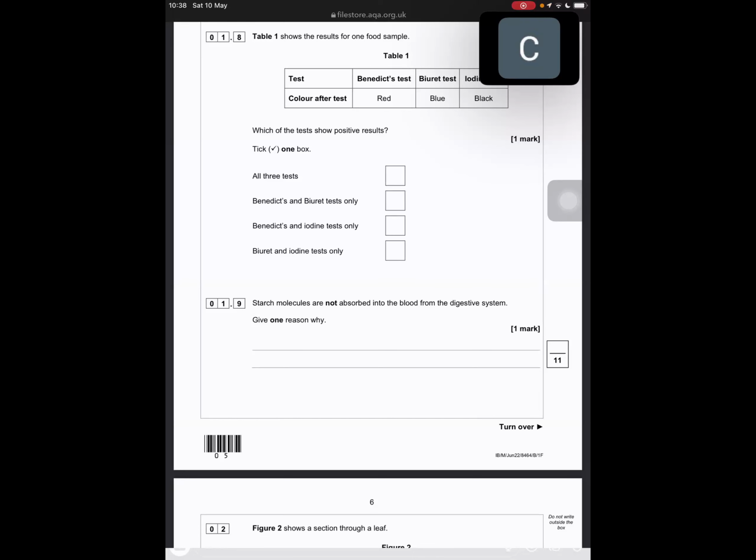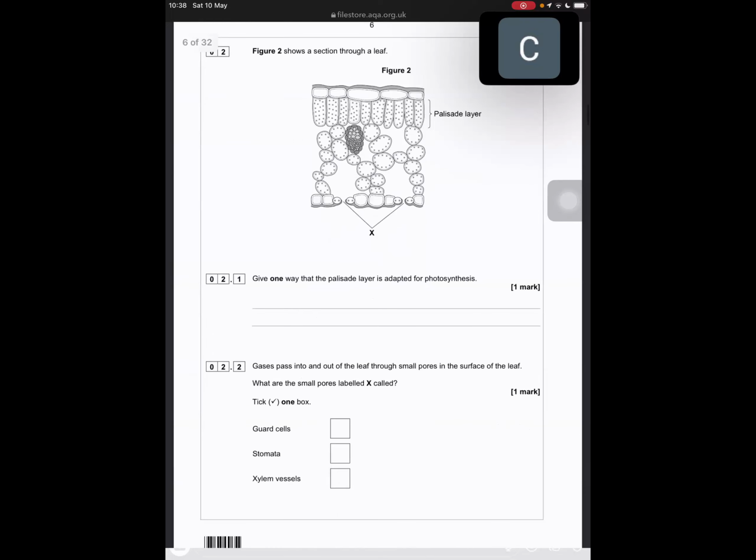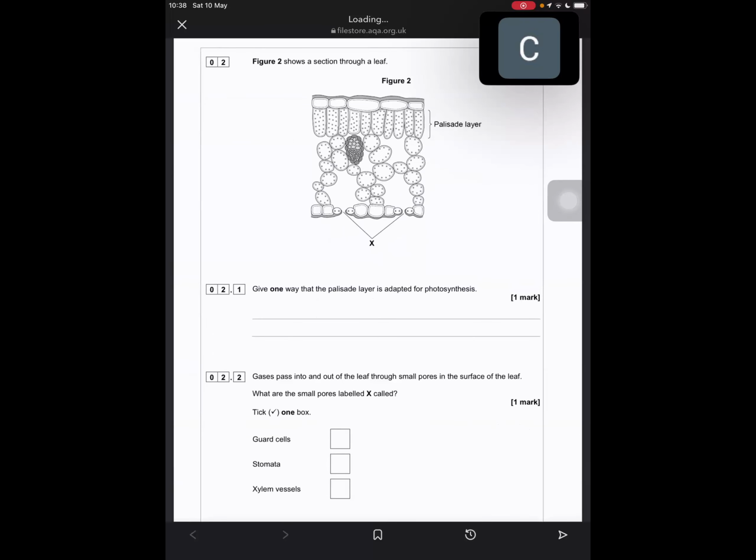Figure two, section through a leaf. It now says, give one way that the palisade layer is adapted for photosynthesis. Okay, the palisade layer. Let's look at this properly. A cross section through a leaf.